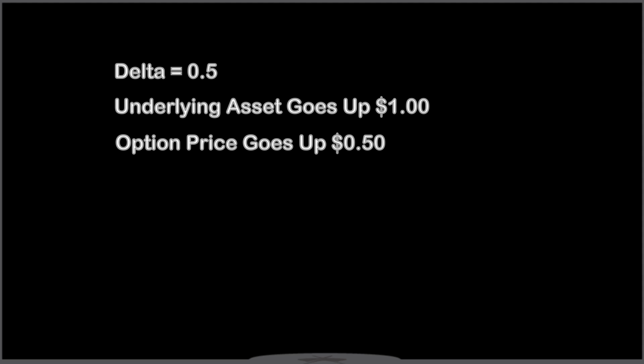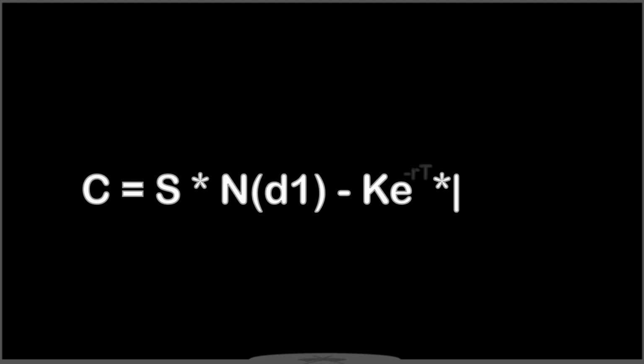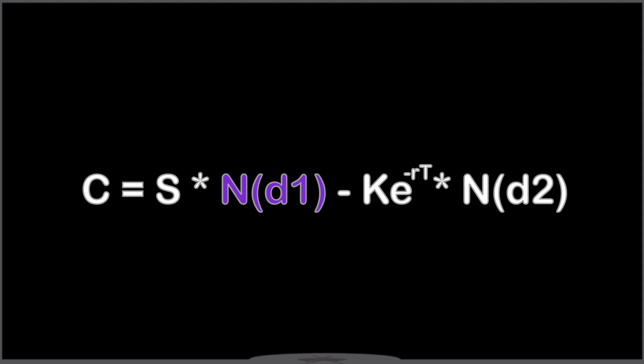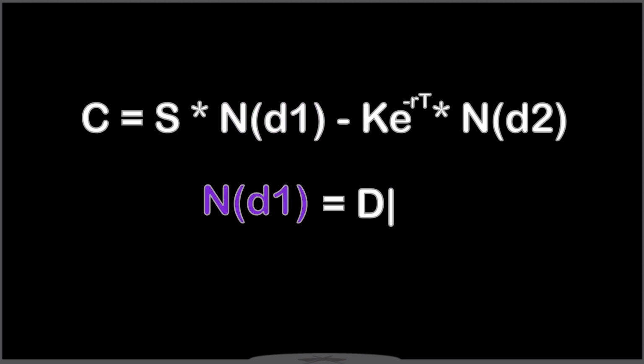Delta values exist between 0 and 1. Delta values of 1 indicate that the option's price is moving in lockstep with changes in the price of the underlying asset. But now you might be wondering, how is this number calculated? The easiest way to calculate delta is to simply look at the Black-Scholes formula. If you're familiar with the Black-Scholes formula, then you know that the term N(d1) for a call option is equal to your delta. If you're curious about the Black-Scholes model and want to learn more, we invite you to look at our video diving into the calculation of this famous financial formula, linked in the description below.